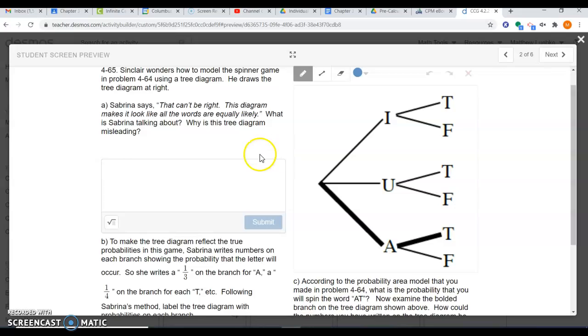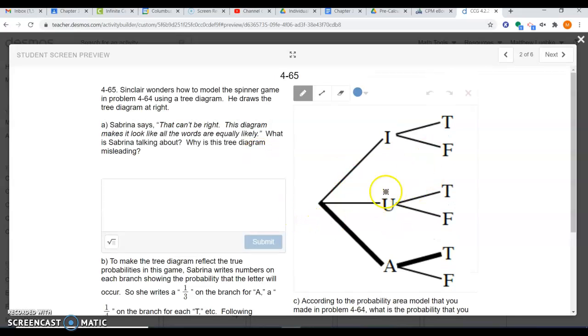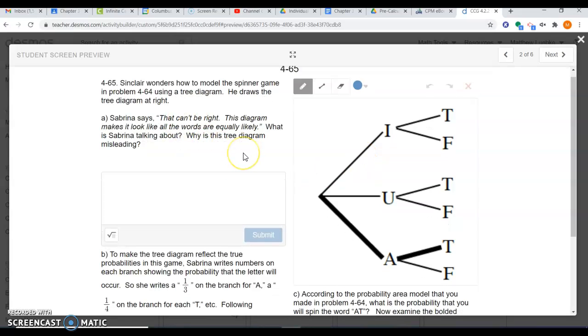Here's our first look at a tree diagram. It's just a different way to break up a probability problem, and we'll see this as we work through it. Sinclair wonders how to model the spinner game using a tree diagram. So he draws this tree diagram on the left, and Sabrina says that can't be right. The diagram makes it look like all the words are equally likely. What is she talking about? Why is the tree diagram misleading?